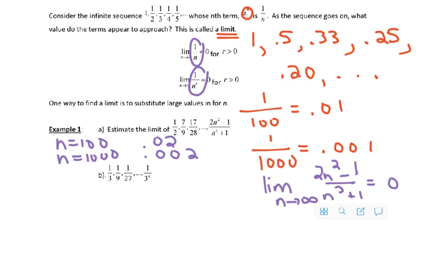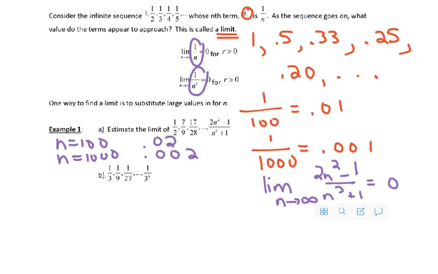How about if I look at b? 1/3, 1/9, 1 over 27, dot, dot, dot, 1 over 3 to the n. 1 over 3 to the n is the definition, because when n is 1, you get 1/3. When n is 2, you get 1 over 3 squared, which is 9. When n is 3, you get 1 over 3 cubed, which is 27. So the next term would be 1 over 81. And the next one, I think, is 1 over 243.